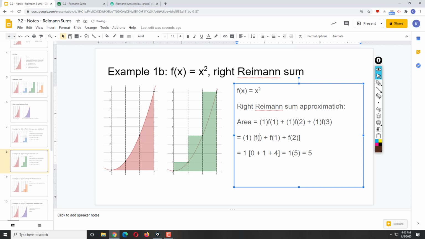So the right Riemann sum is going to be 1 times f of 1 plus f of 2 plus f of 3. f of 1 is 1, f of 2 is 4, f of 3 is 9. So it's 1 times 14, so 14. So the right Riemann sum for the function f of x equals x squared is going to be 14.